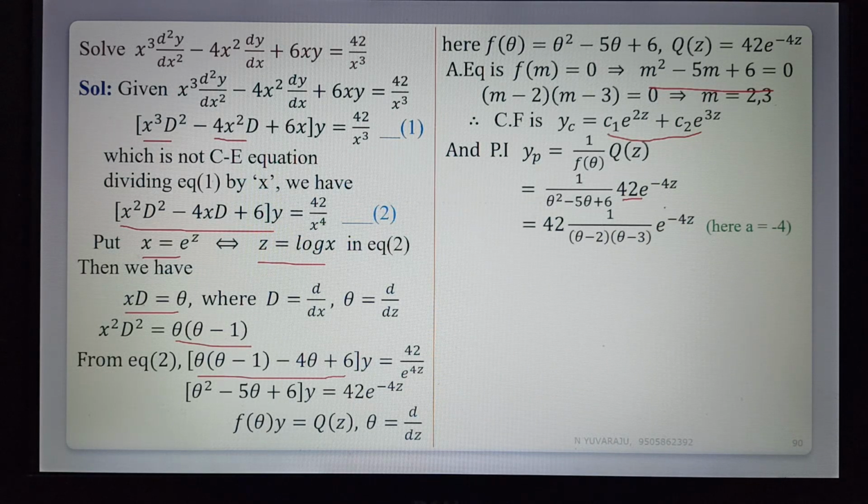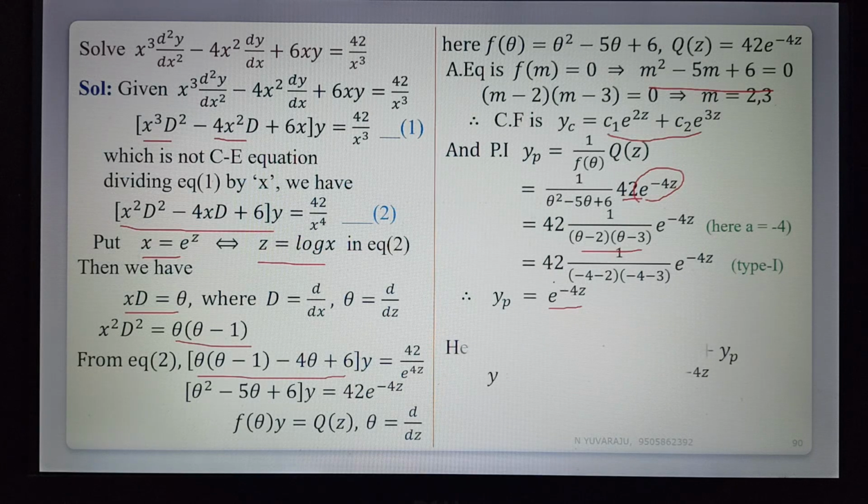42 is a constant, so which form is here? It is the e power ax form, type 1. Replace theta with minus 4. Take the factorization, so that is equal to 42 into 1 by (minus 4 minus 2) into (minus 4 minus 3) into e power minus 4z. So that is equal to e power minus 4z, the 42 cancels. Therefore the solution is yc plus yp.